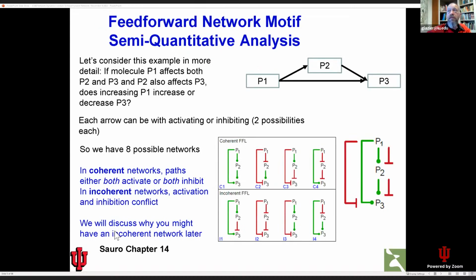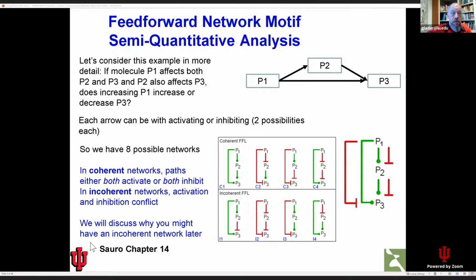So coming back to the feed-forward networks, we asked the simplest possible feed-forward network, which is that P1 is a species that acts on P3 both directly and indirectly. And we're going to think about these as regulatory interactions. And so each of those interactions could be either activating or inhibiting. And so in principle, there are three links, each one of which could be activating or inhibiting. So there are 8 possible combinations.